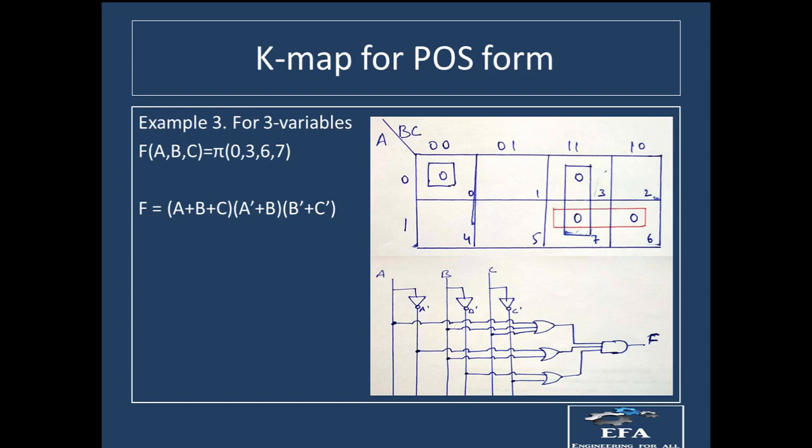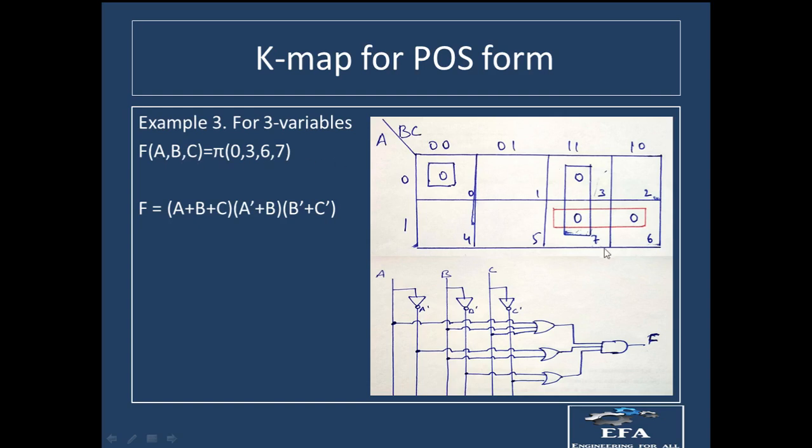Okay, so let us say that you are given an expression like this: F is equal to A comma B comma C is equal to pi in bracket 0, 3, 6 and 7, right? So pi is there, therefore we are talking about the POS type of expression. Now because we are having 3 variables, the K map required should have 8 cells. 2 power 3 is equal to 8, so 8 cells are required.